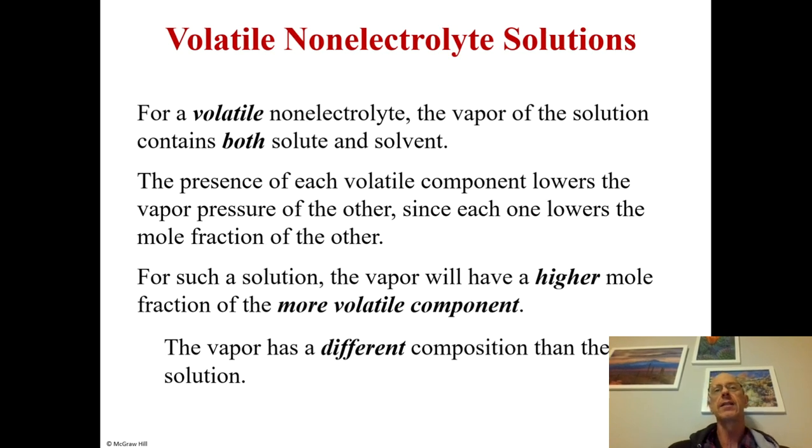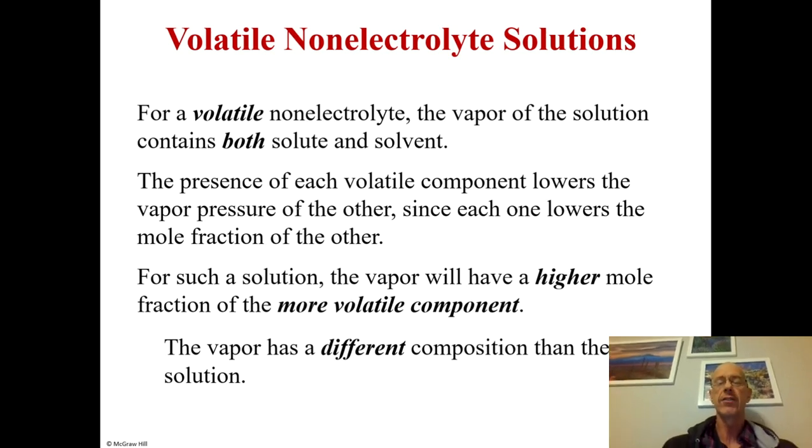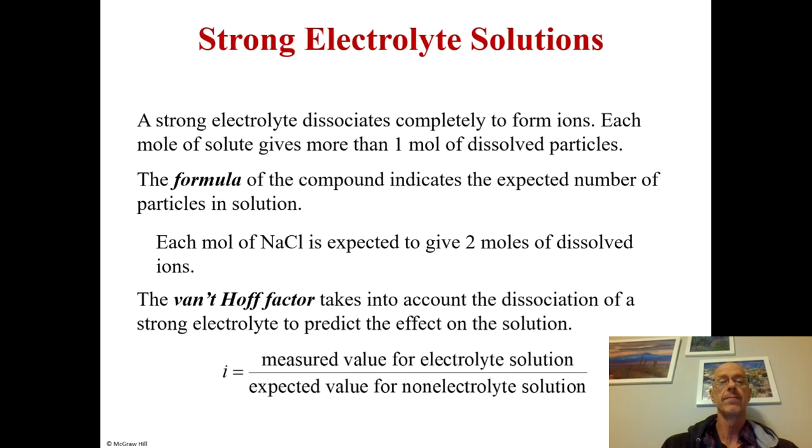So for our hexane-octane case, hexane has a lower boiling point, so it's more volatile. So the gas phase, the vapor phase, will have a higher mole fraction of hexane than does the solution of octane and hexane. So the bottom line is the vapor has a different composition than the solution does.